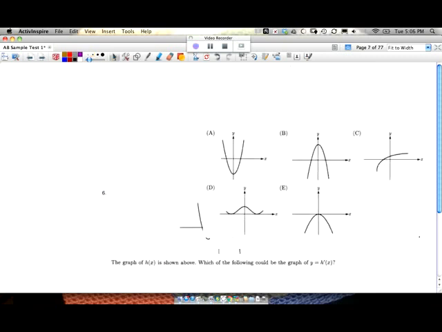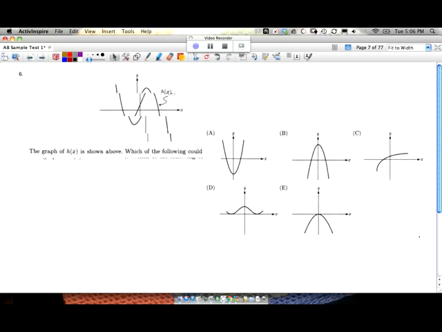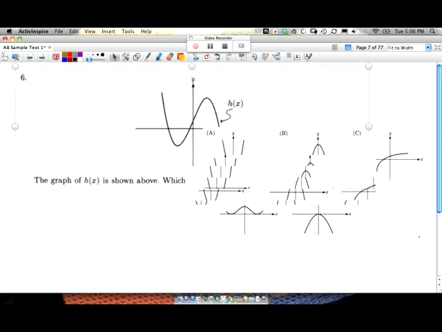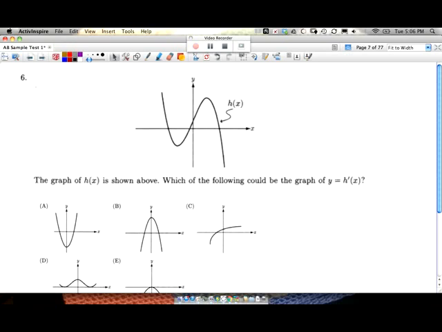Alright, so this one has a couple of parts to it. Let's look at the problem first, and then we'll take a peek at these answers down here. It says the graph is shown above, but it's a graph of h of x. Which of the following could be a graph of h prime? So here's the original graph. It's asking, what about h prime?